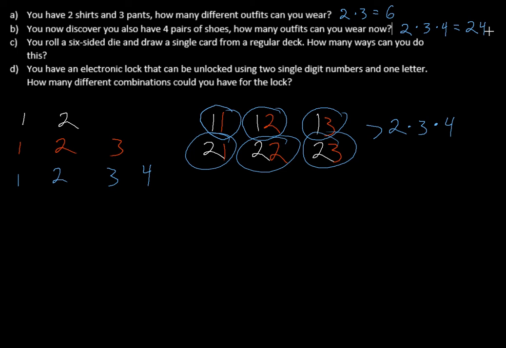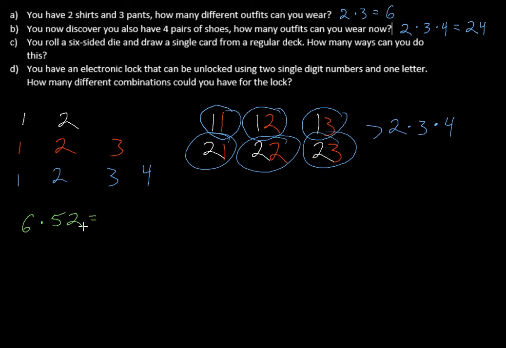So let's bring out a little bit more of the big guns. Now we've got a 6-sided die, and then we draw a single card from a regular deck. Well, how many different ways can we have that die? We've got 6 different ways. And how many different cards could we draw?